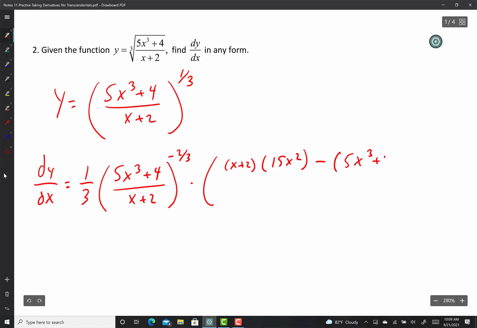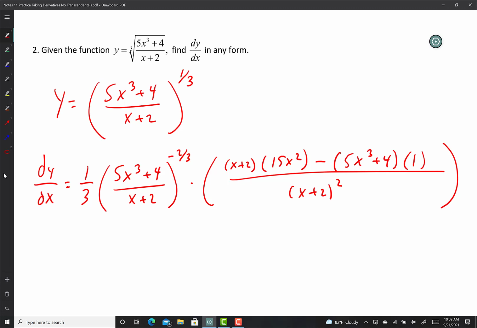5x cubed plus 4 times derivative of the bottom, 1, all over bottom squared. I don't see anything that combines. You cannot multiply those two fractions. But later on, you're probably going to have some questions where they are multiplying them. Right here, I don't see anything that combines, so I would just leave it alone right there. Are we okay so far? Okay.